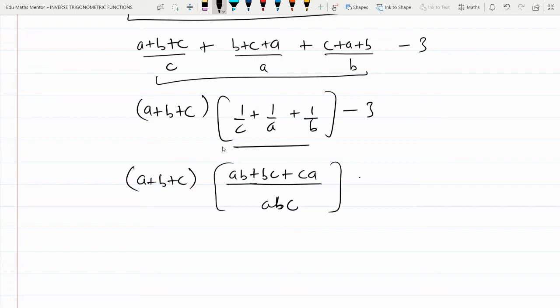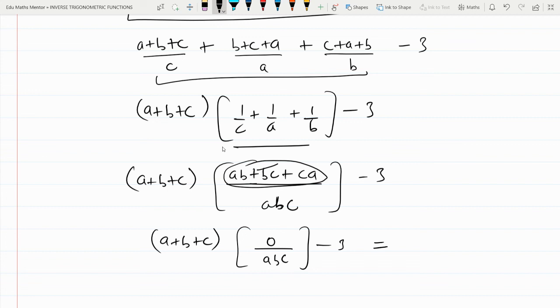Okay, minus 3. Now what we have given? This quantity is equal to 0. So (A plus B plus C) into 0 upon ABC, minus 3. From here what we get? This will be equal to 0 minus 3, equal to minus 3. So this will be the answer.